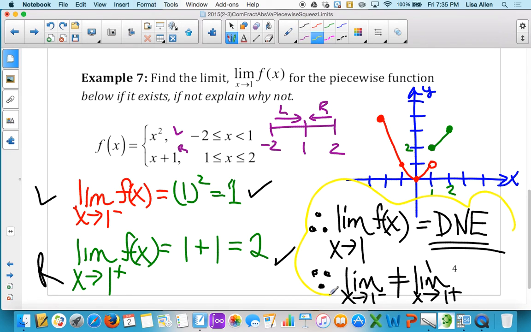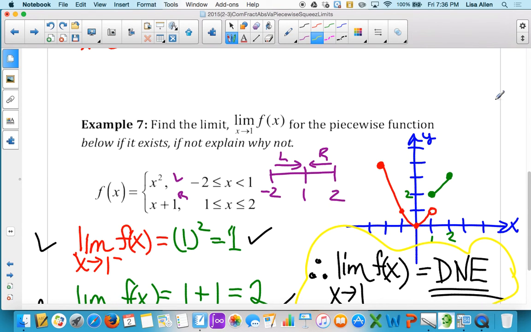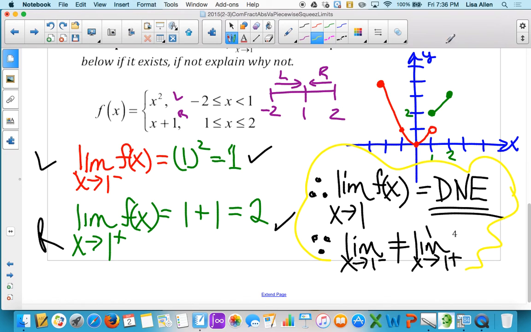Okay, I'm going to make this video a little bit shorter, and I'm going to pick up with example 8, and then we'll have a few more problems to do with the squeezing theorem, and that will be the conclusion of section 2-3 of chapter 2, limits.